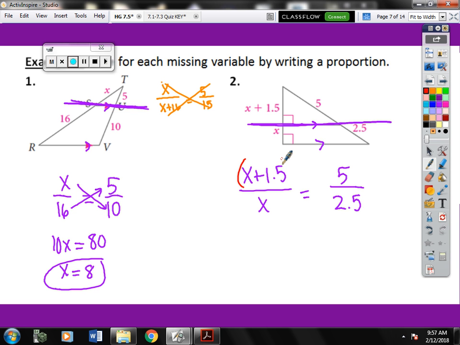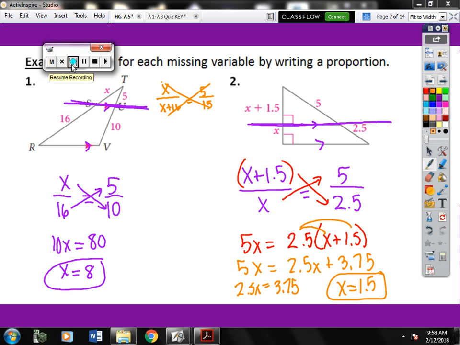And you will want to make sure that you group that x over, or x plus 1.5. Go ahead and see if you can cross multiply and find the value of x. You should be getting x equals 1.5. Again, just make sure that you distribute. Some of you forgot to do that. You would distribute it to the x, but then you didn't distribute it to the second term on your quiz.